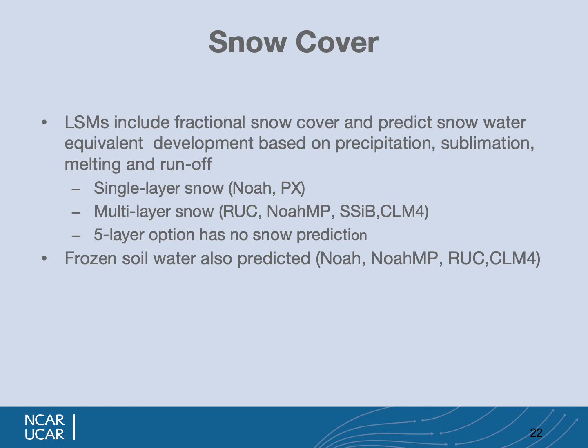Land surface models include fractional snow cover and can predict snow water equivalent and how it develops based on the precipitation, sublimation, melting, and runoff. There's multiple ways of doing that depending on which option you've chosen. Multi-layer snow is included in the RUC, the NOAA-MP, the Simple SIB, and the CLM4. There's also frozen soil water in some of these models, so it deals with the freezing of soil water, which has its own latent heat effects.